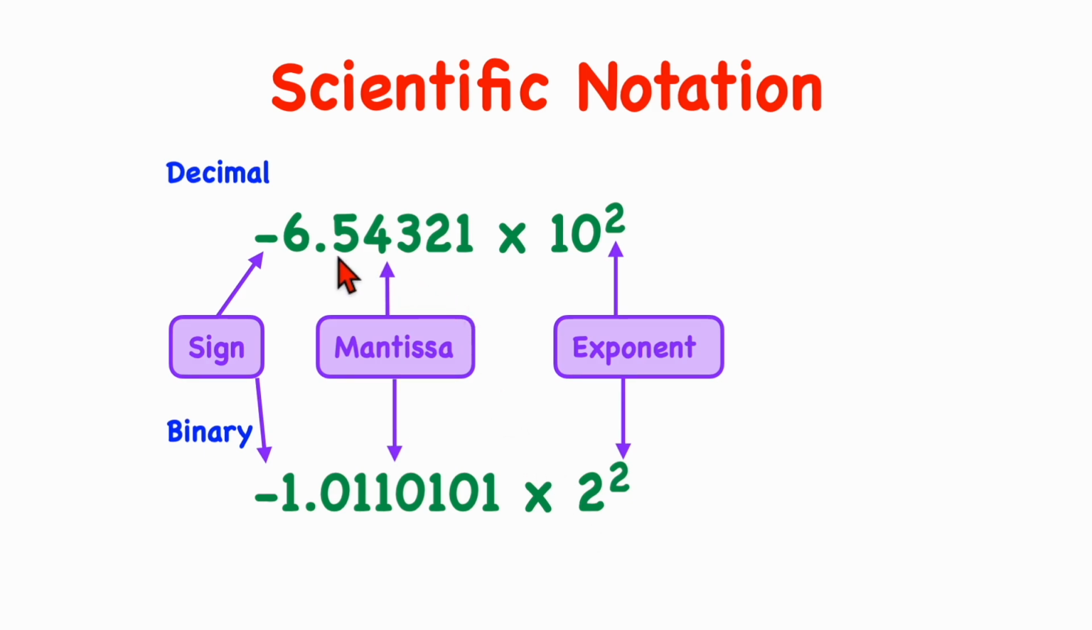With scientific notation, our habit is to put the decimal point just after the first digit, as shown here. And with binary numbers, we'll put our, well, we don't call it a decimal point, we call it a binary point or a radix point, just after the first 1 bit.